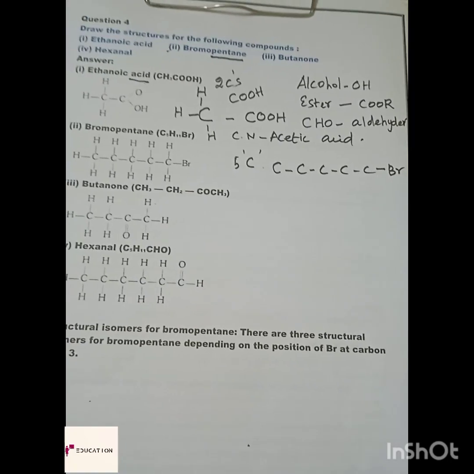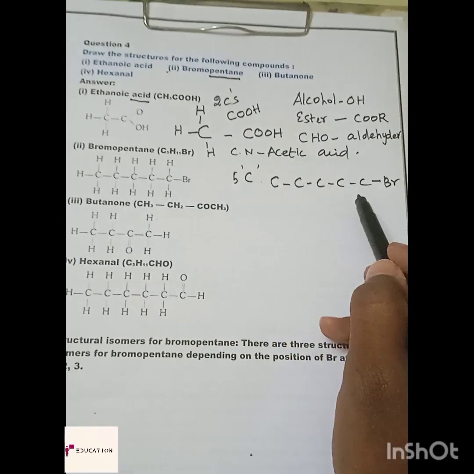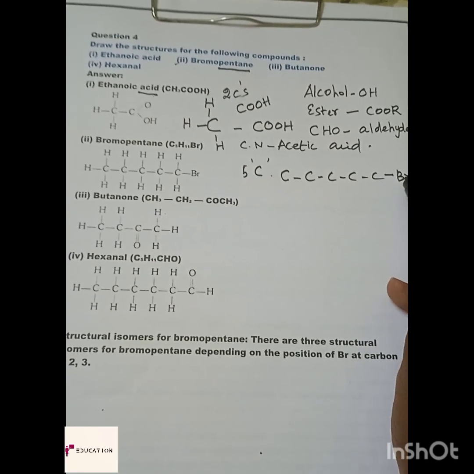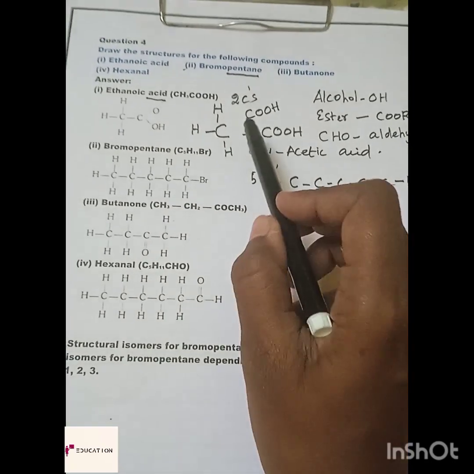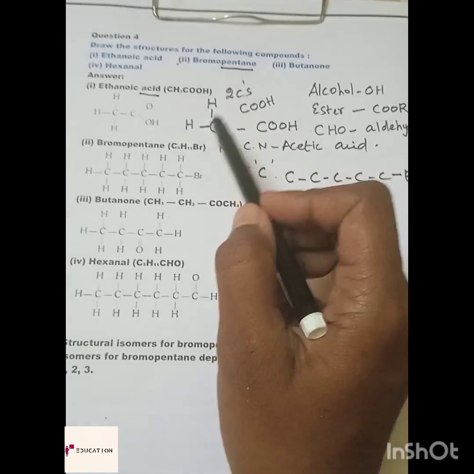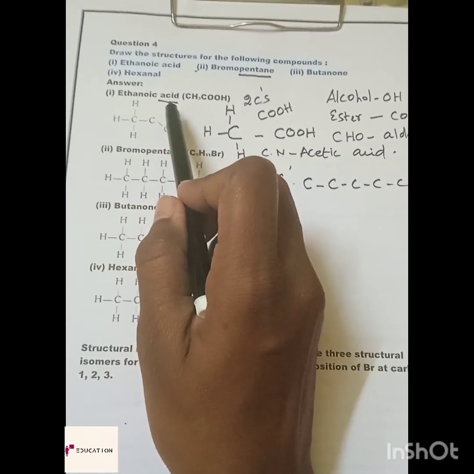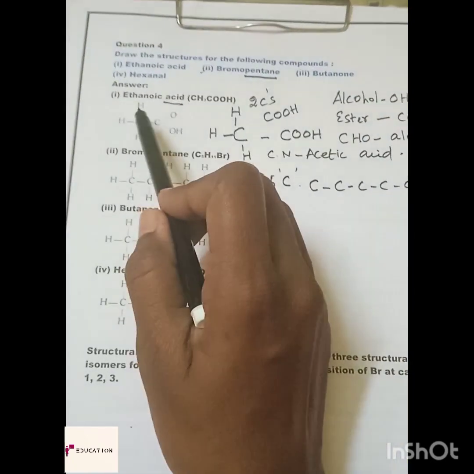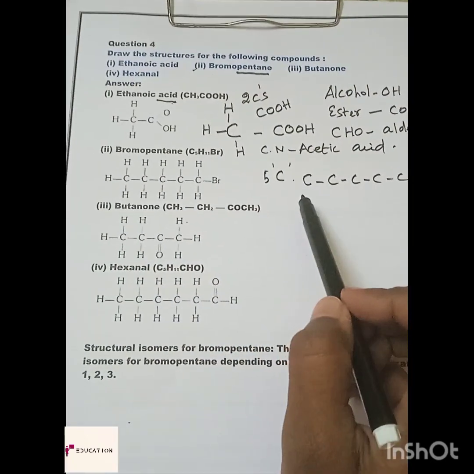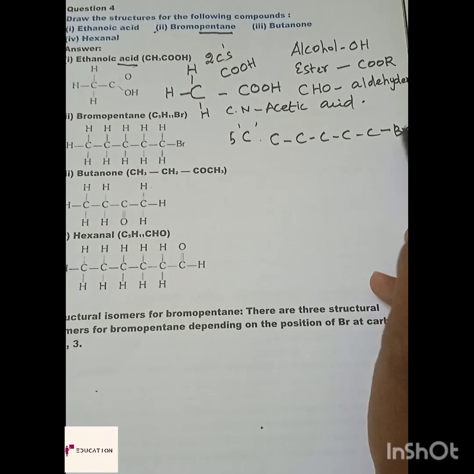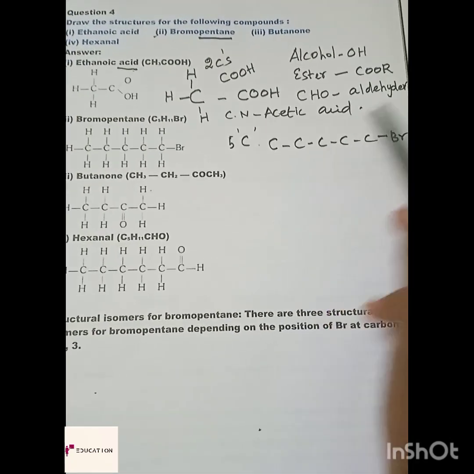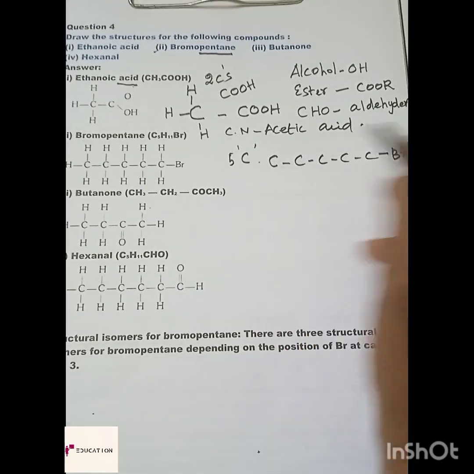This is halide group. When a halide group attaches to the carbon, how do we give the naming? Bromopentane. When the same functional group attaches, how do we give it? We are giving the preference to the parent chain first. Next we are giving the name to the functional group, as in ethanoic acid. Look here, how is the naming? Bromopentane.